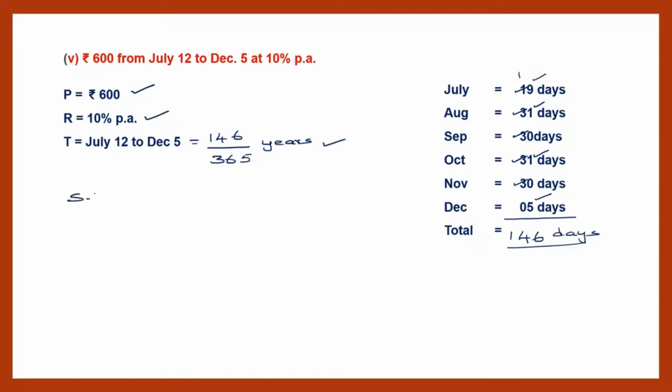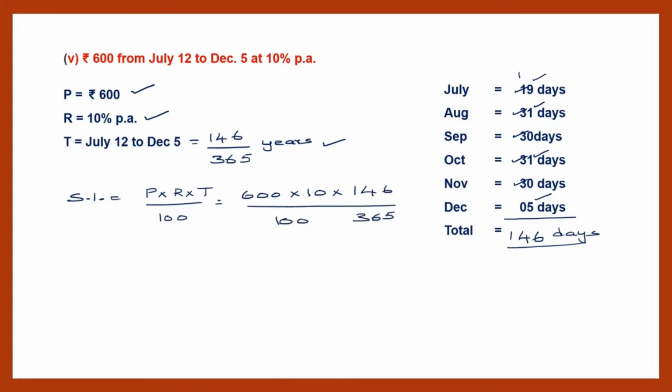Now let's find the simple interest. That is principal into rate into time divided by 100. So here principal into rate into time will be, principal is 600, rate of interest is 10% per annum, and time now we found as 146 by 365. So that is 365, and this is by 100. So multiply. Now let's cancel what we can. There are two zeros here, so I can cancel two zeros. Now I can cancel 10 and 365 also, both by 5.